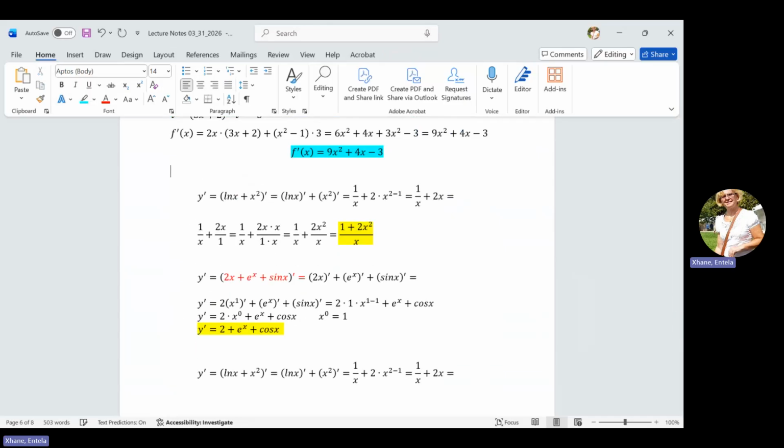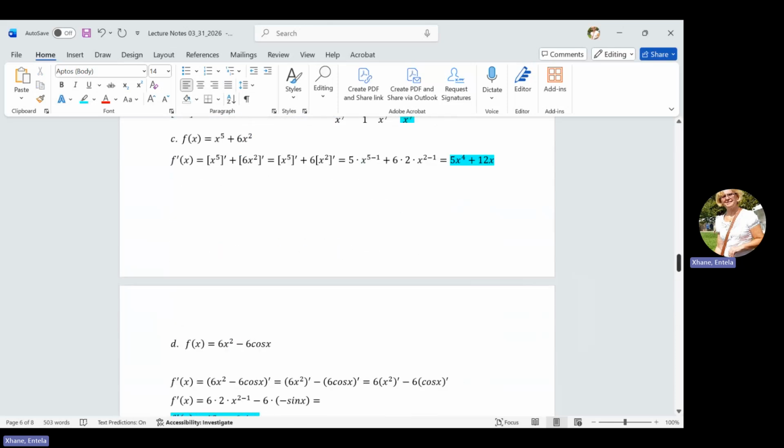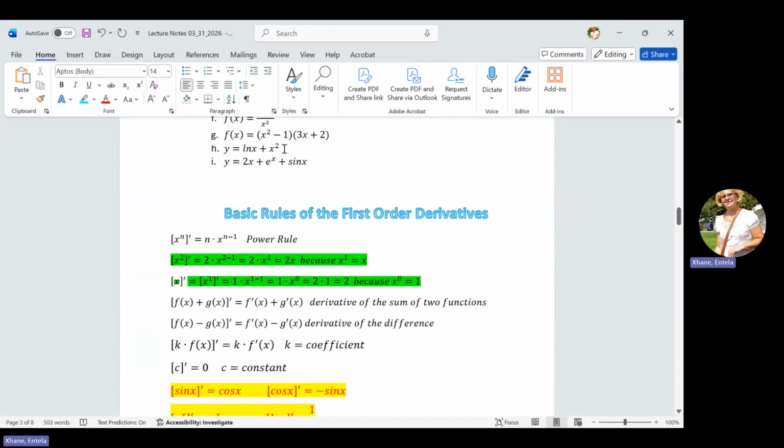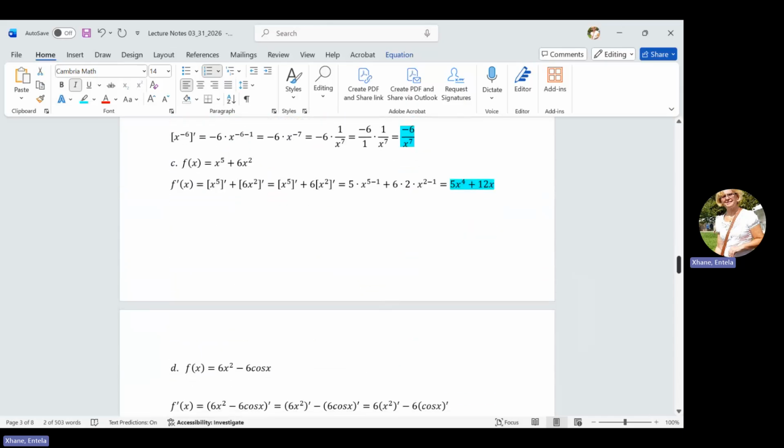Okay, so now we'll transition into another function, and that's going to be our function of part h. The rule that we need is the natural log rule. When we differentiate it is 1 over x. So let's find out how this derivative is going to look like.